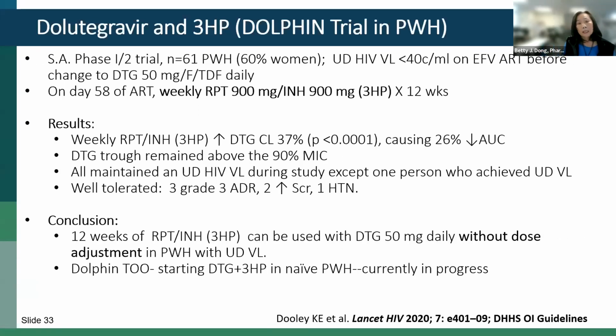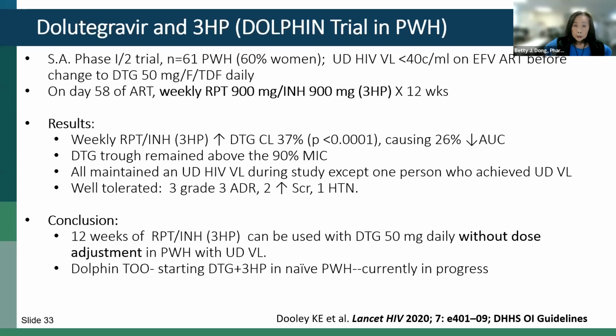So this was the DOLPHIN trial, which looked at dolutegravir kinetics, as well as virologic suppression with 3-HP, which is INH plus rifapentine. This was conducted in South Africa. It was a phase 1-2 trial with 61 persons with HIV, 60% women, who had an undetectable viral load on efavirenz-based antiretrovirals before changing to dolutegravir, emtricitabine, and tenofovir disoproxil. On day 58 of therapy, when they were all virologically suppressed, weekly 3-HP was given for 12 weeks.